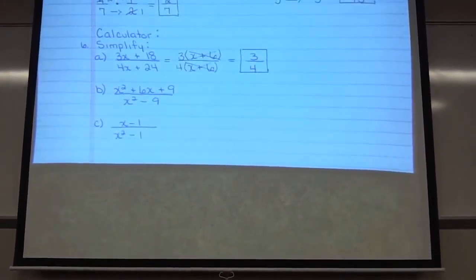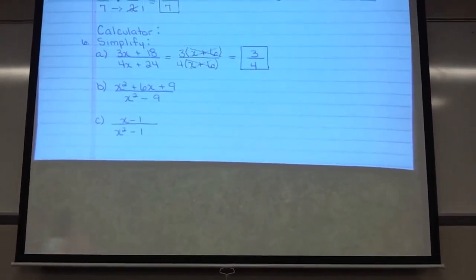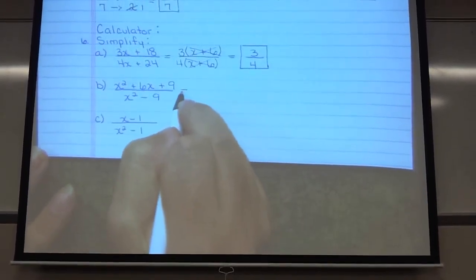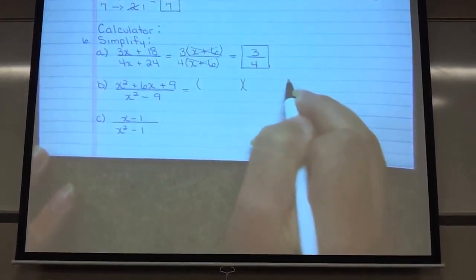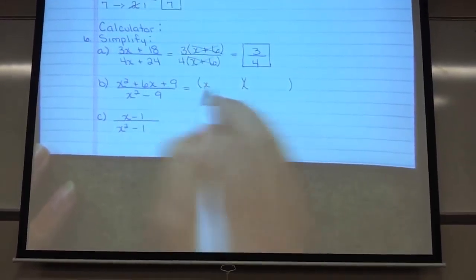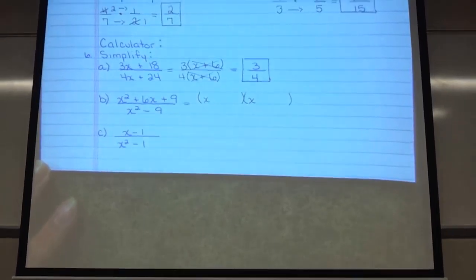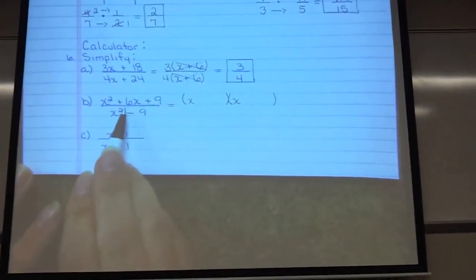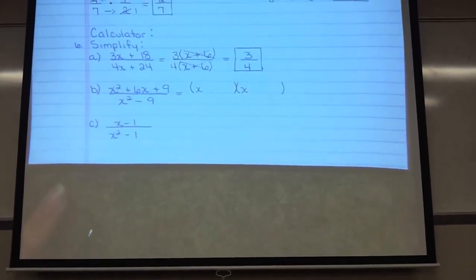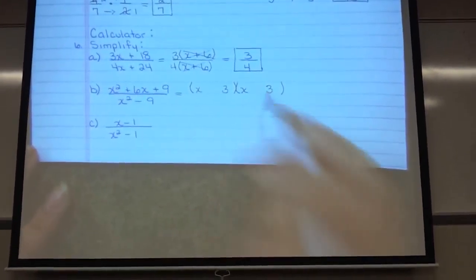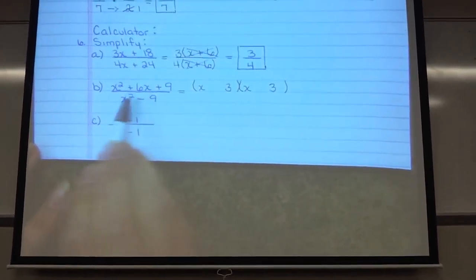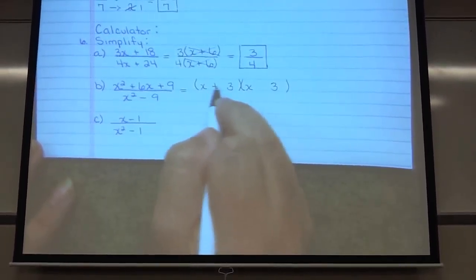All right, letter B. What type of factoring do you have on top? Simple. So 2 sets of parentheses, x and x. What numbers multiply to 9 and add to give you 6? 3 and 3. And because all their signs are positive, you don't even have to think about it. All your signs are positive.